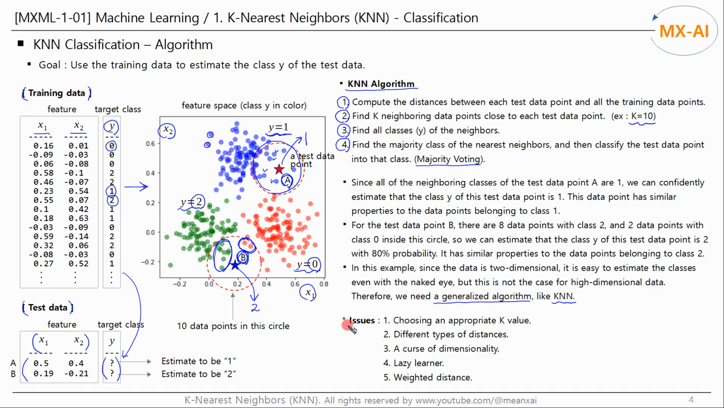Next, let's take a look at some issues to consider in KNN. The first problem is how to choose the value of K. You need to decide how large a circle to draw around each test data point. The second question is, what kind of distance should we use to measure the distance between a test data point and a training data point? There are several methods to calculate the distance between 2 points, such as Euclidean and Manhattan.